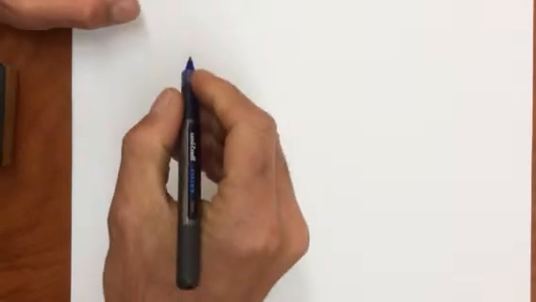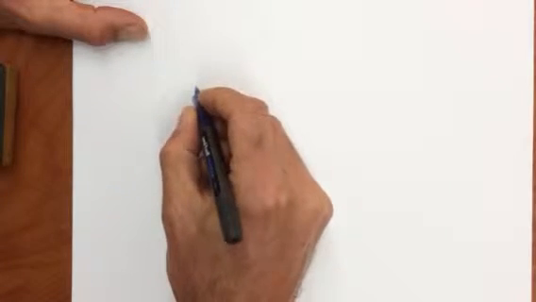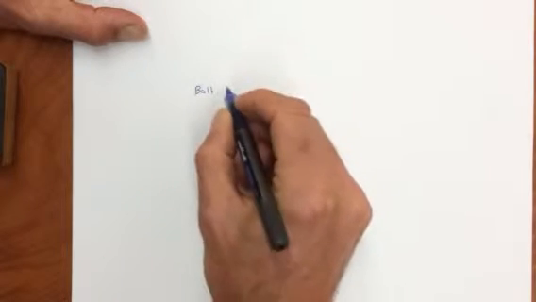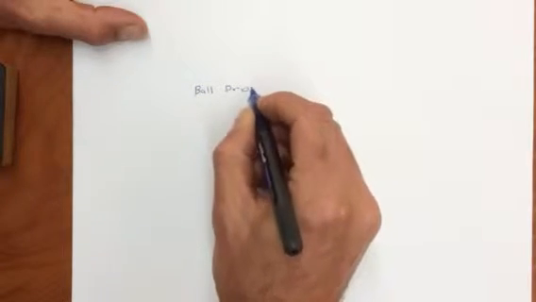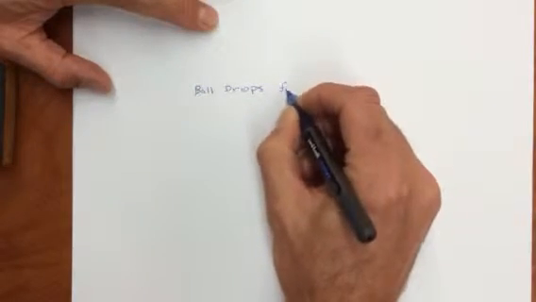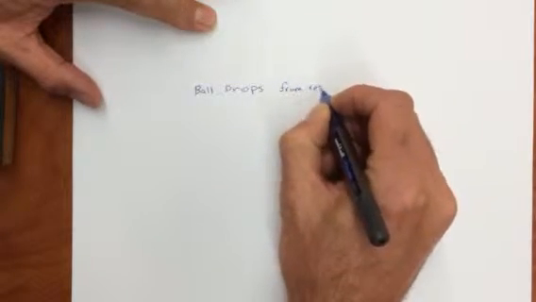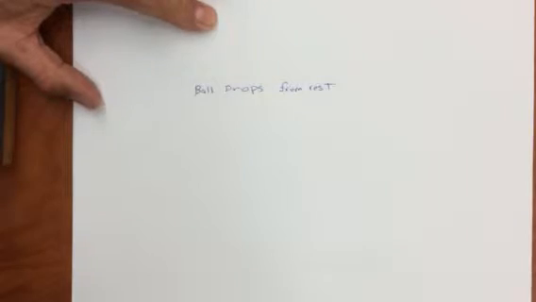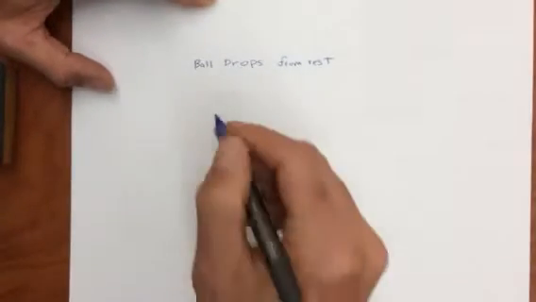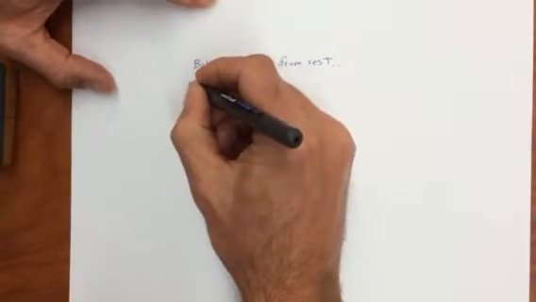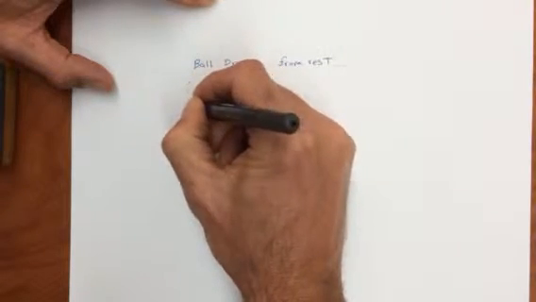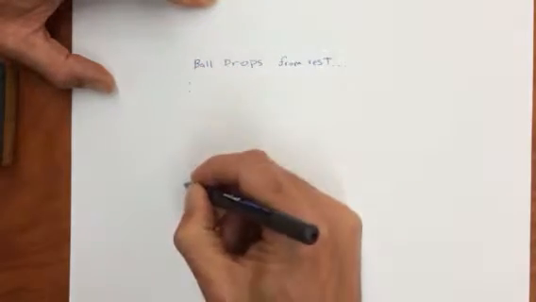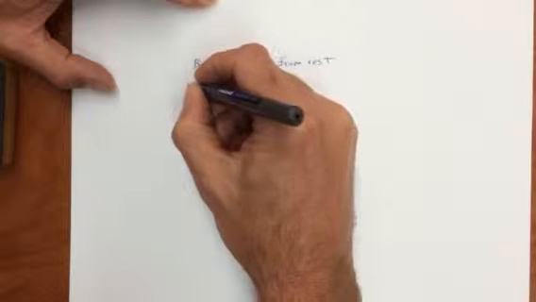All right, so let's say you have a ball and you drop it from rest. Okay, let's see what we can determine from that. Well, first thing you would want to do is draw a motion map. Looks something like this, right?